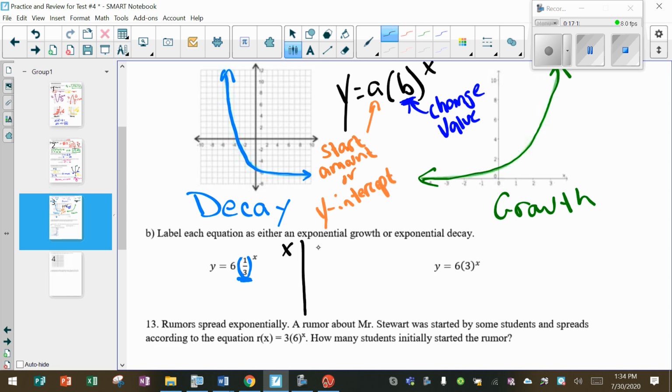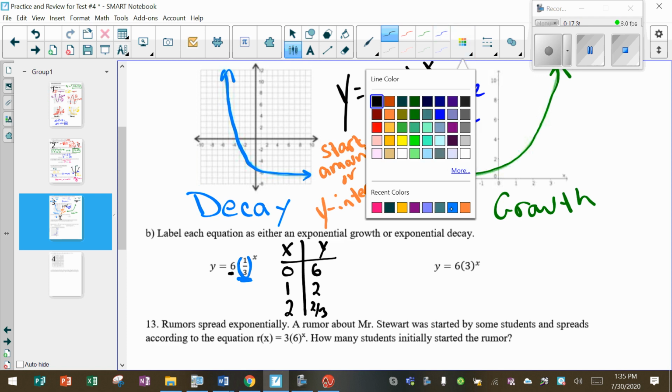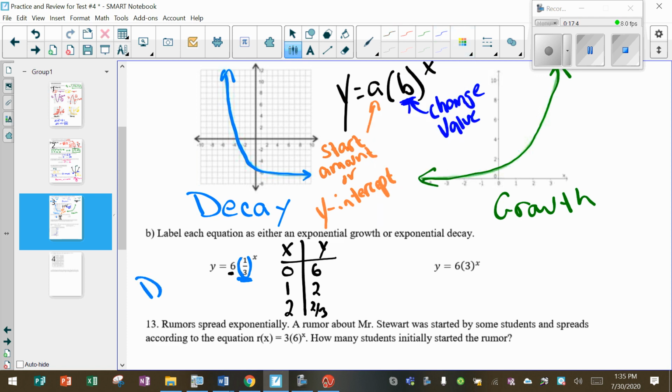You could do this on your calculator, but the 6 is the value of y when x is 0, the y-intercept. And then we would multiply times 1/3. 6 times 1/3 would be the same thing as saying 6 divided by 3. And then we would do it again. 2 times 1/3 would make it 2/3. We just keep multiplying times 1/3. So the numbers are getting smaller, which means this one is a decay.